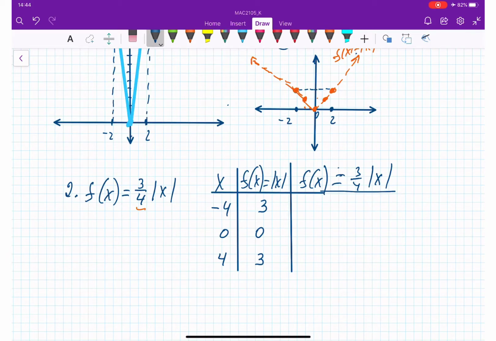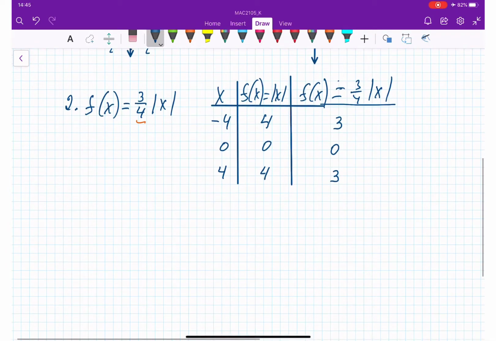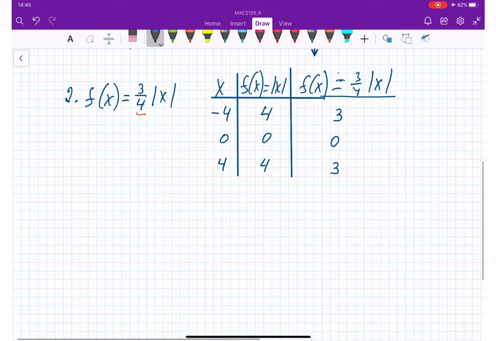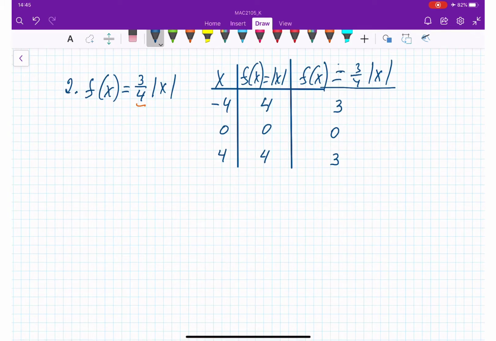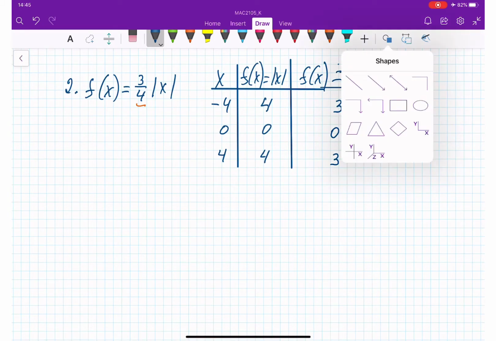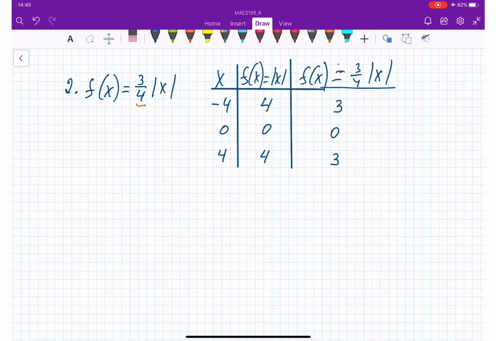Wait a minute, I'm doing already 3/4. Hold on. Let me move it. There we go. And this will become 4. This will become 4. This also will become 4, and this will become 0, right? Absolute value. Okay. So now let's graph. So I'm going directly to graph this 3/4 of absolute value of x. Because you already know how it looks like, so it doesn't make sense to go over the same thing again.